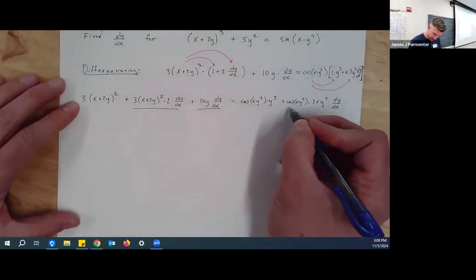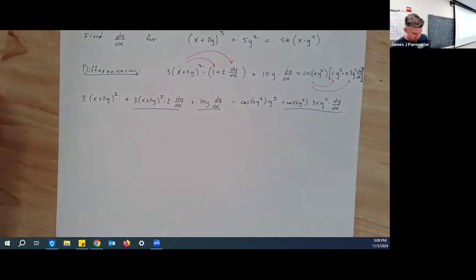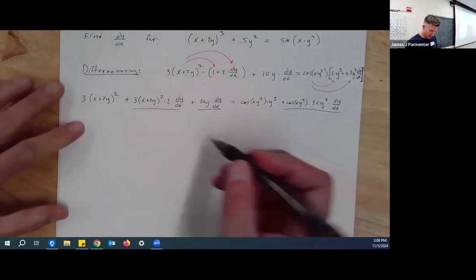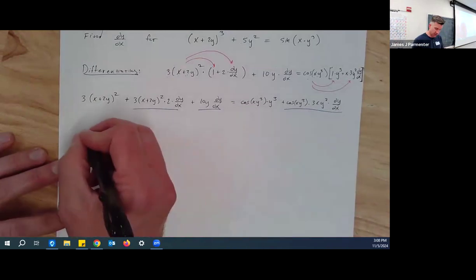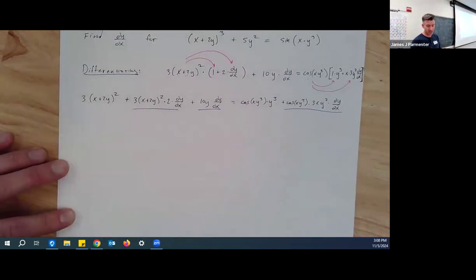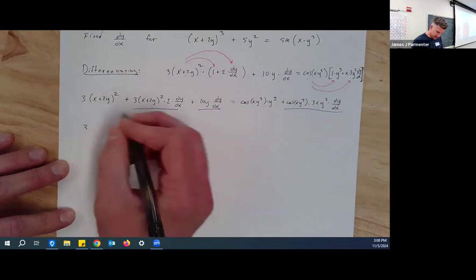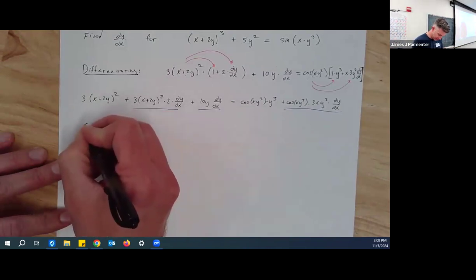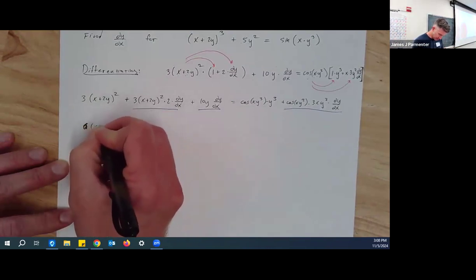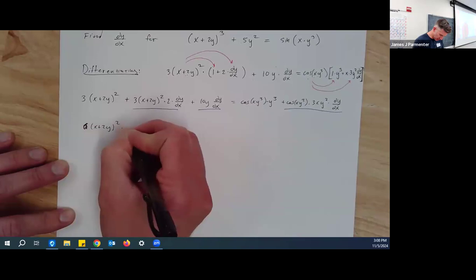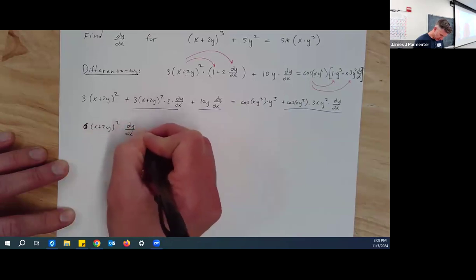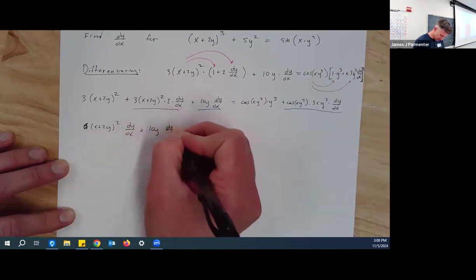Let's collect all of the dy/dx's. Oh my God, there's too many of them. Not really, but there's a lot. Pick a side. I always pick the left side unless they're already all on the right side, but it doesn't actually matter. You can pick either side, totally fine. If we bring all the dy/dx's to the left side, we're going to have 3 times 2 is 6 times (x plus 2y squared) times dy/dx plus 10y times dy/dx.